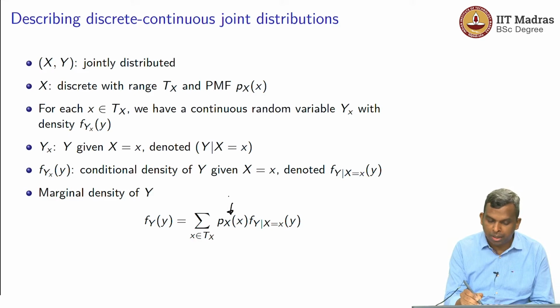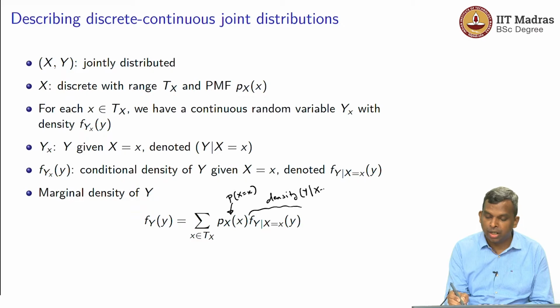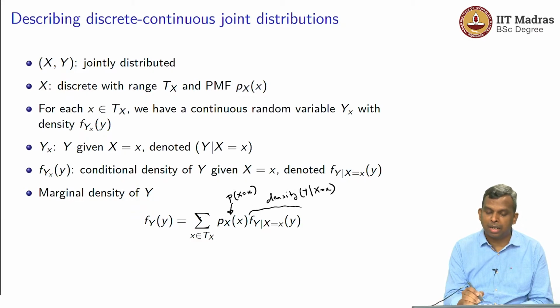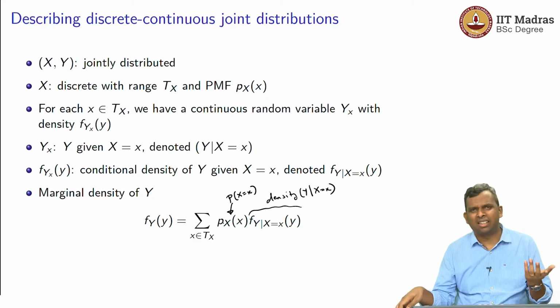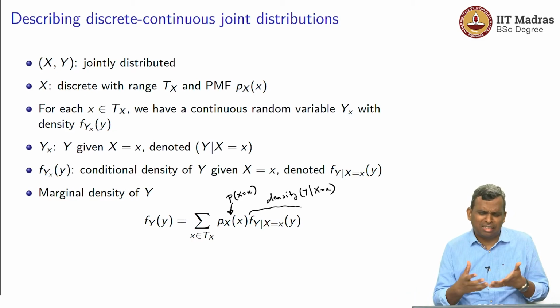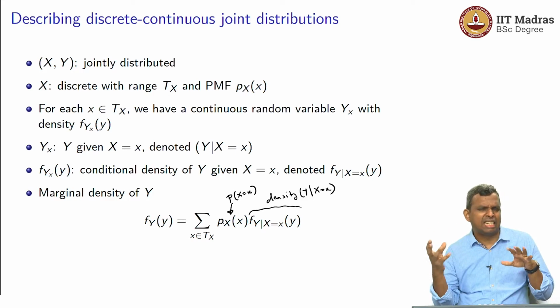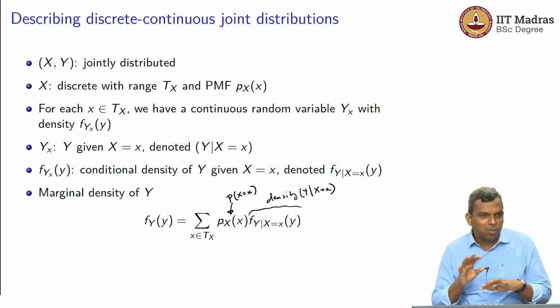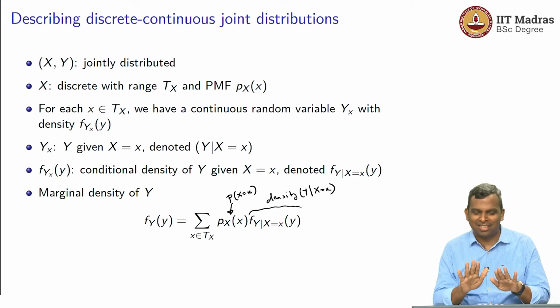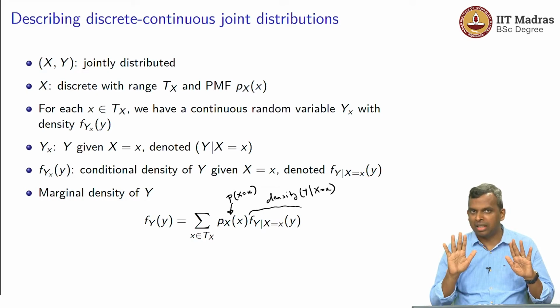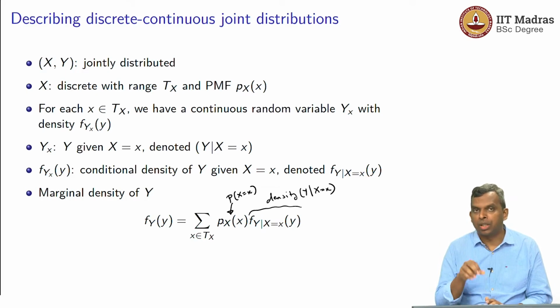So notice that this is like the probability that X equals x. This is the density of Y conditioned on X equals x. So you multiply, add over all x, you should get the density of Y. It's sort of reasonable in some sense, except that we're mixing up probabilities and densities. You might think, maybe I'm doing something wrong here. No, it's okay. This description is a very comfortable and correct description for the kind of situation we are looking at.